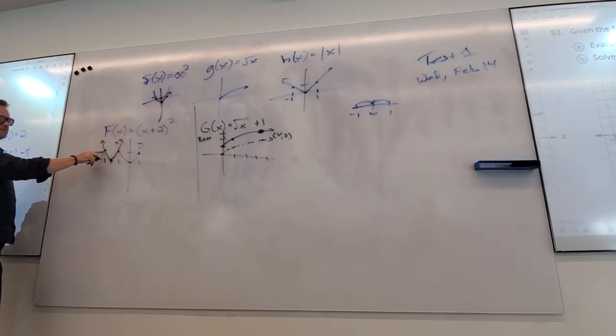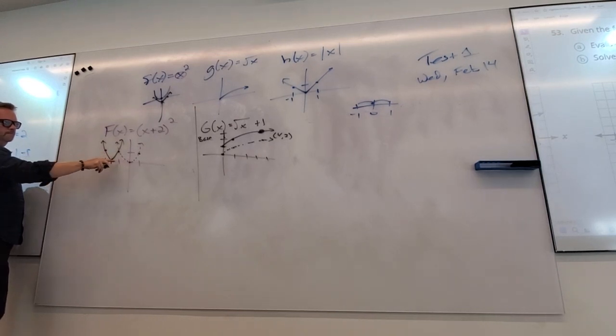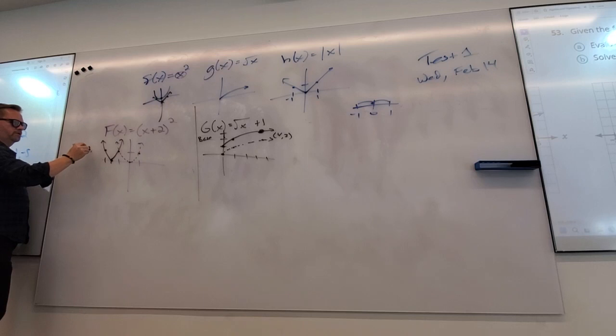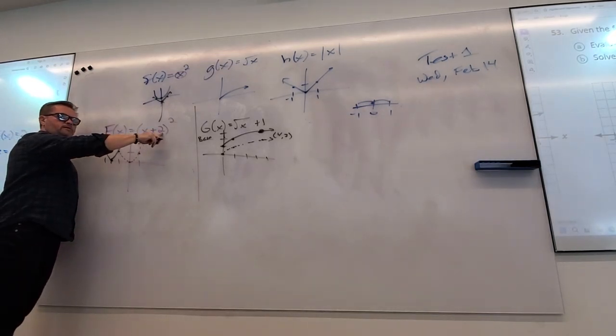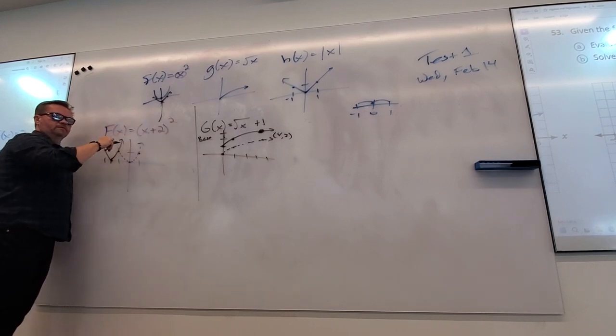What point is this? There's 1. Negative 3, 1. Let's check it. Negative 3 plus 2 is? Negative 1 squared is 1. Kick ass.